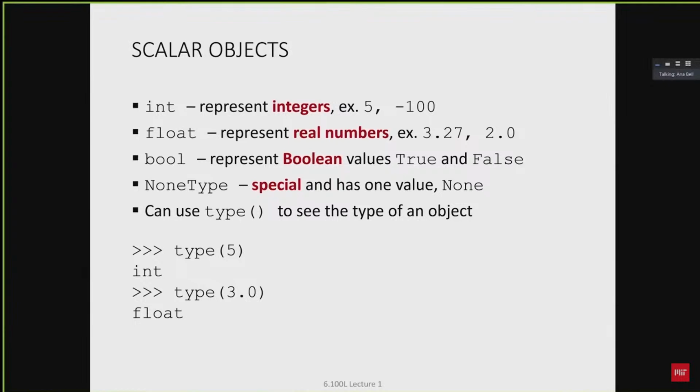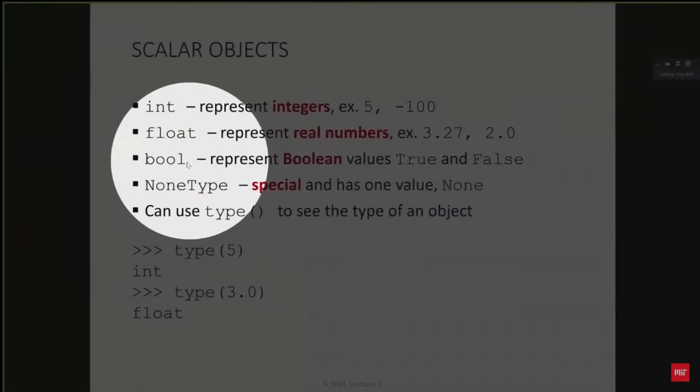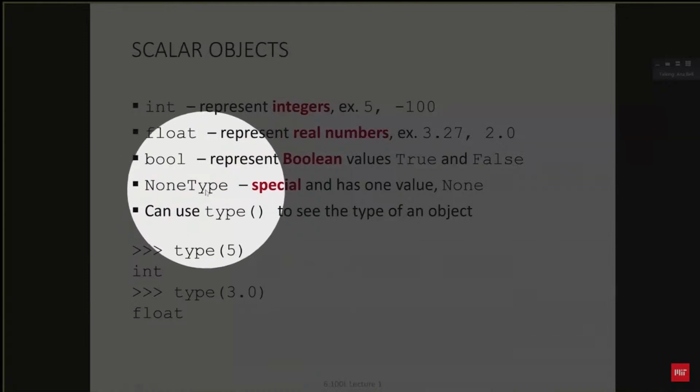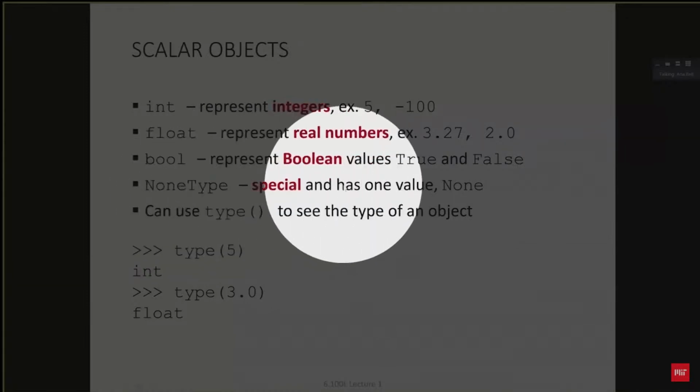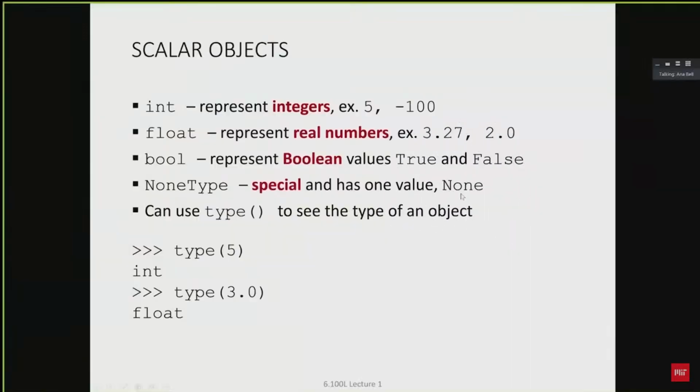Bool is a Boolean. It represents truth values, and there's only 2 possible values that a Boolean type has. True and false, and it has to be capital T True and capital F False. And the last one is this NoneType. It's literally called NoneType, and it has only one special value, None. We're not going to talk about it for a bit, but we will sometime in the future.